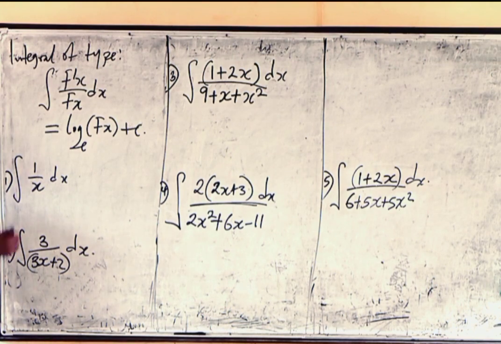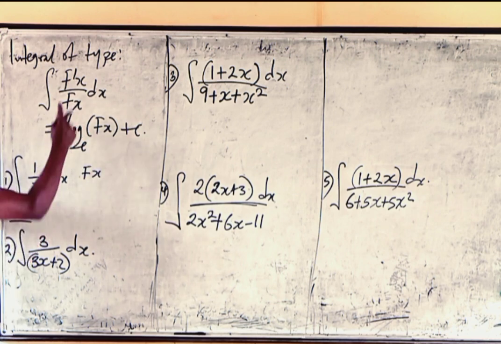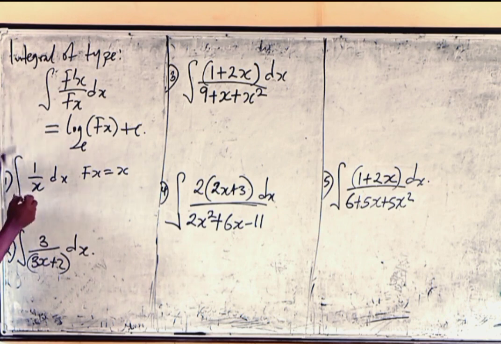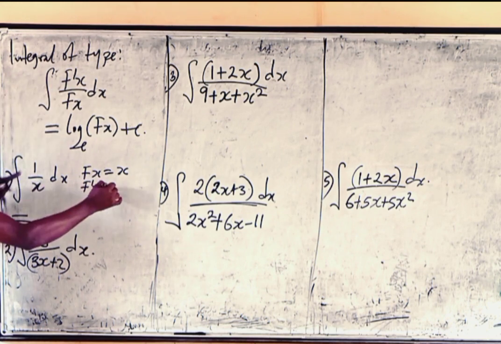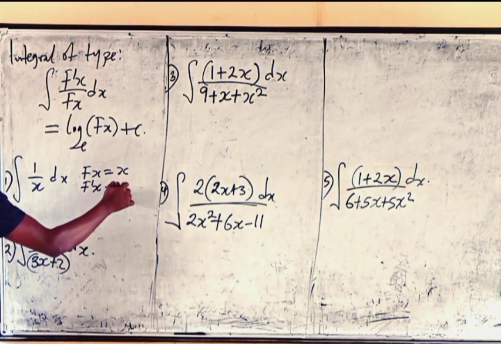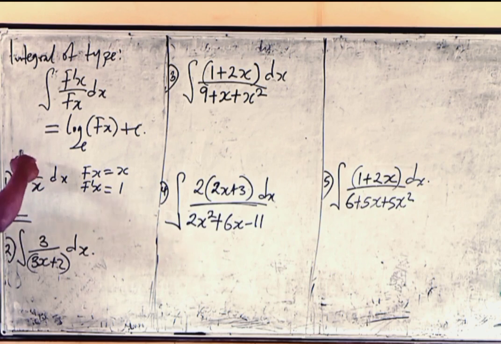Let's check for this. For this question, the denominator is x. Then the numerator, if we differentiate this function f of x, differentiating x, you're going to have what? 1. So if I differentiate this denominator, I'm going to have the numerator. If I differentiate x, I'm going to have 1.